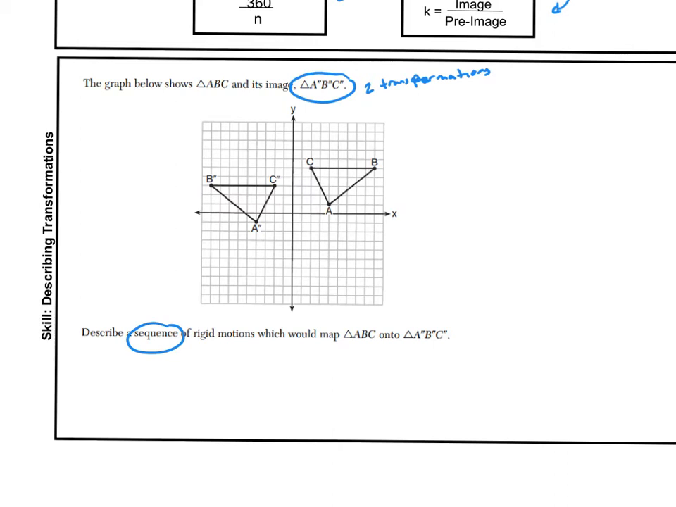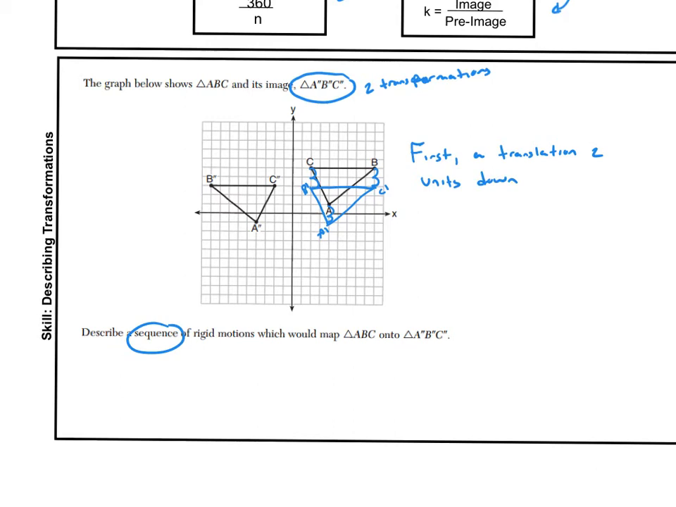The way I'm going to do it, well, first I'm going to start with a translation 2 units down. So we're going to go 2 units down, 1, 2. And remember, if you go 2 units down, all your points go 2 units down. So B goes 2 units down and A goes 2 units down. So our new triangle would look like so. And that'd be A prime, B prime, C prime. So we're going to start first with a translation 2 units down.